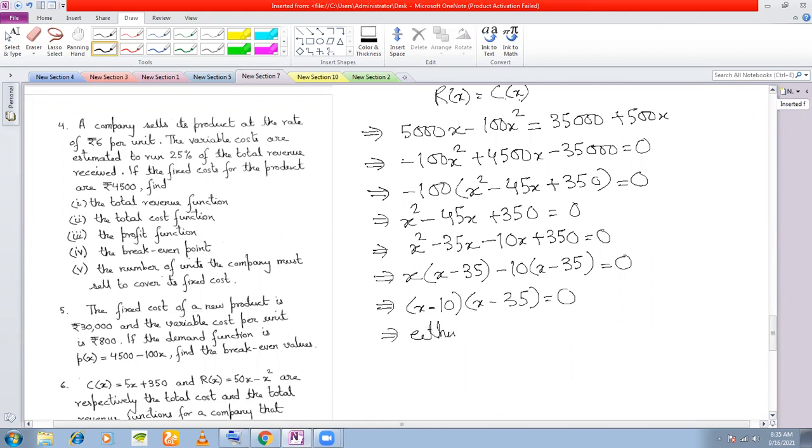Means either x is equal to 10 units or x is equal to 35 units. That means when 10 units are produced or when 35 units are produced, the revenue function will be equal to the cost function. Both these are called break-even points. So you're getting two break-even points. Fine. Any question?